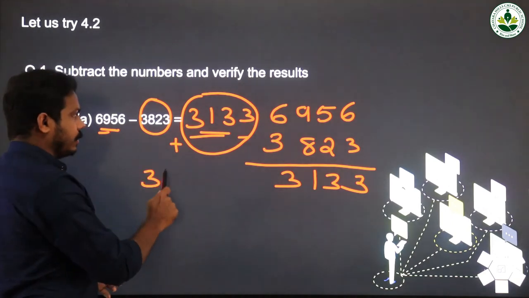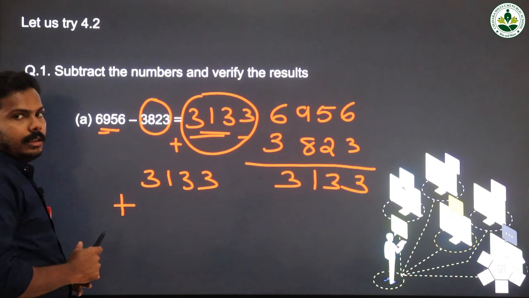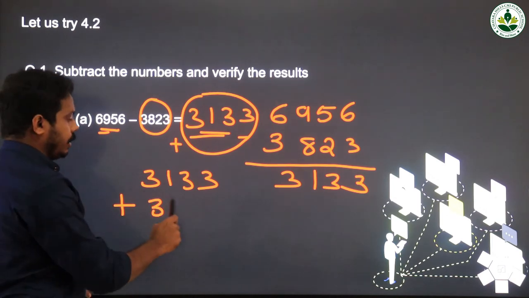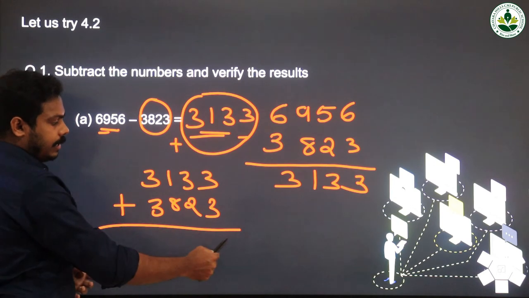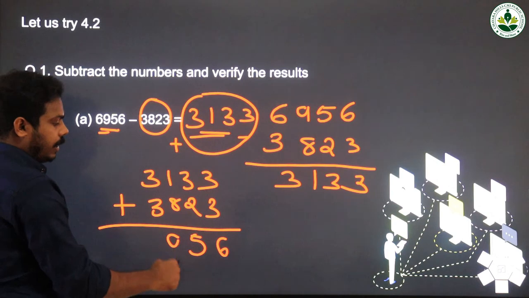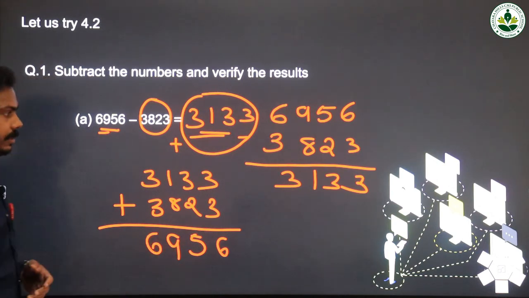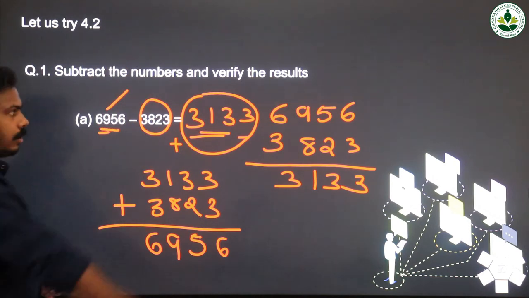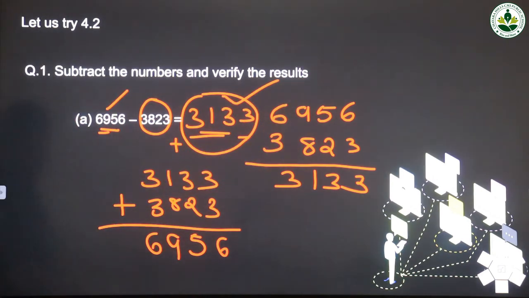So our result, that is 3133, plus the second number 3823. When we add these two numbers, 3 plus 3 is 6, 3 plus 2 is 5, 8 plus 1 is 9, 3 plus 3 is 6. 6956. We got the first number, so our answer is correct. The result is verified.